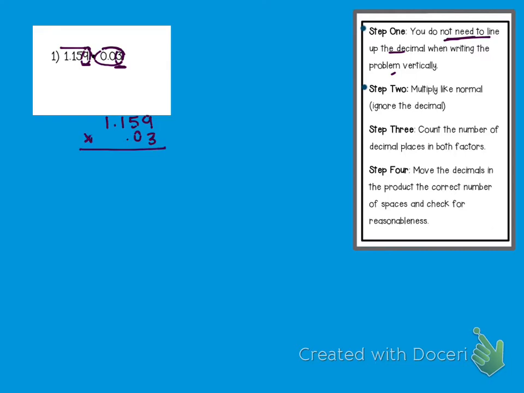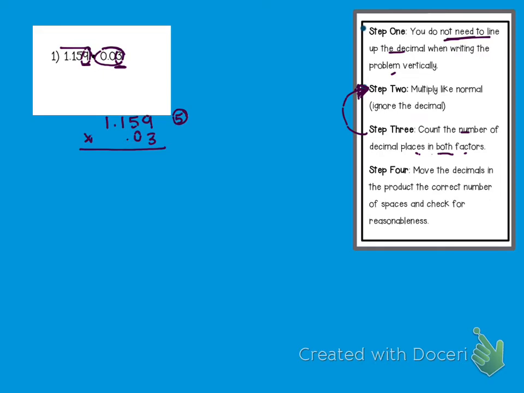So then step 2 says that we need to multiply like normal, ignoring the decimal. Step 3 says count the number of decimal places in both factors. I like to do step 3 before step 2, usually. So I count the numbers. I have 1, 2, 3, 4, 5 numbers to the right of the decimal. So I place a 5 over here and then I leave it alone. And then I ignore my decimals and multiply like normal.